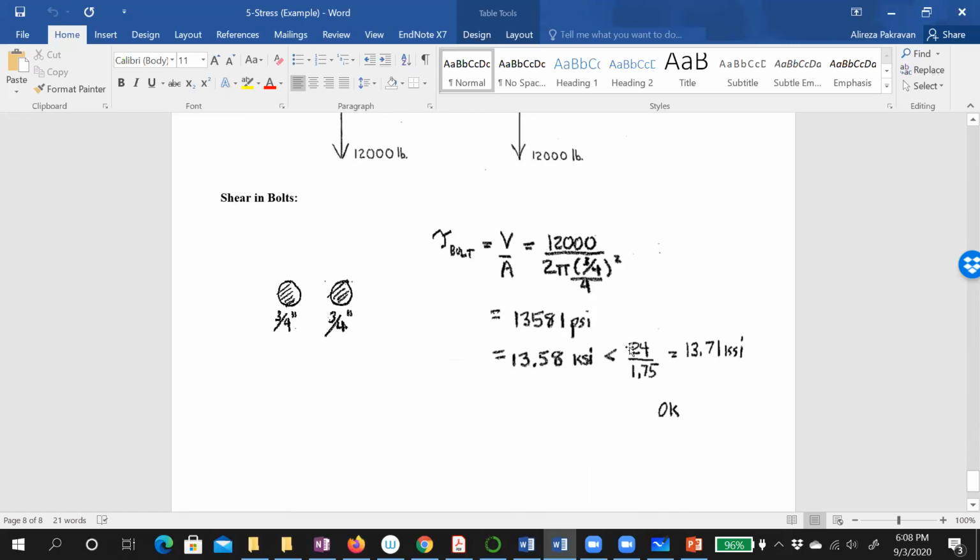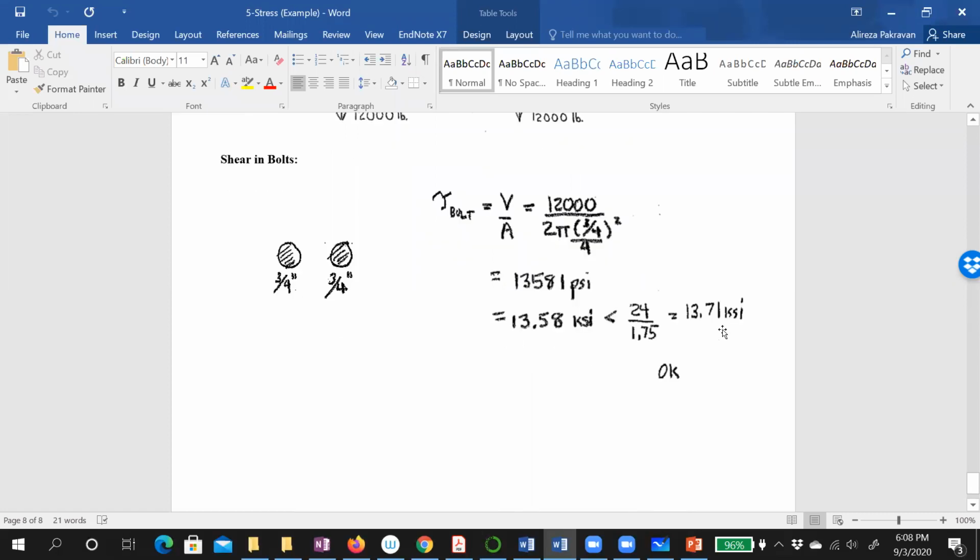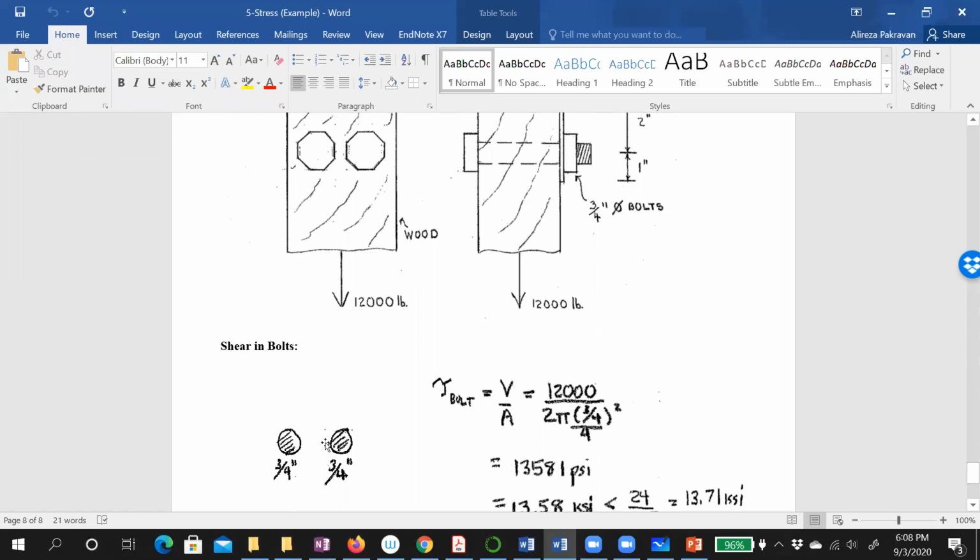Does it make sense? So you only use pi when it's asking for the shear in the bolts? Exactly, just shear in the bolt, right? Okay. What if it was asking for bearing in bolts?